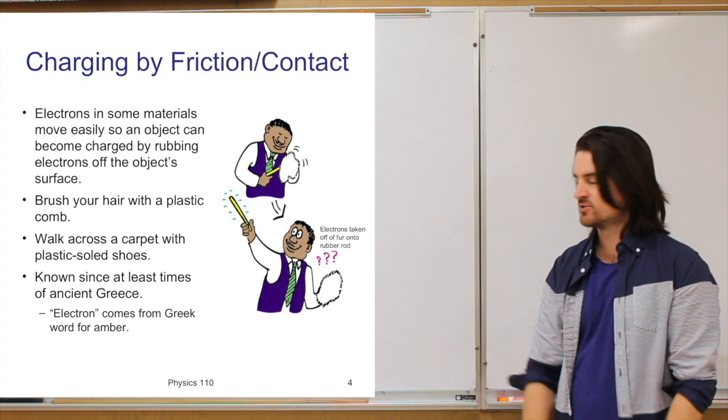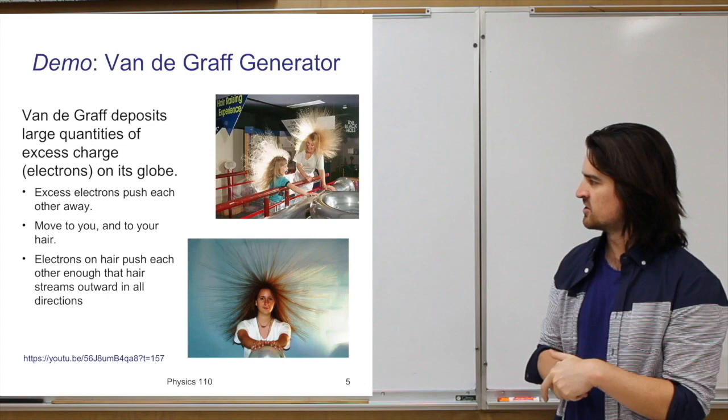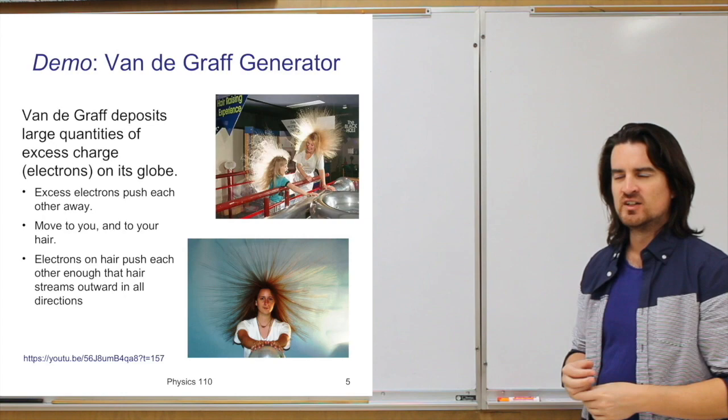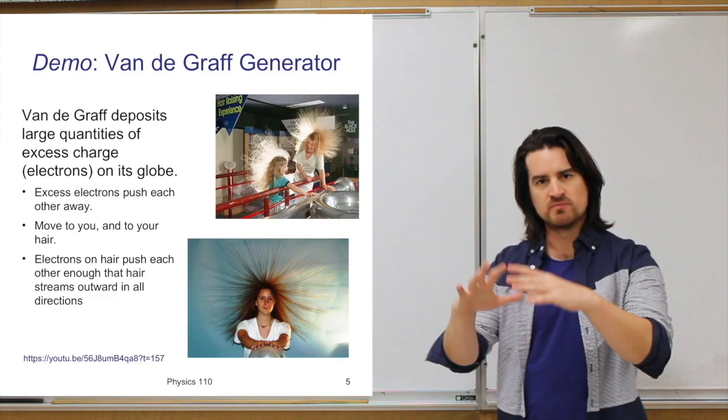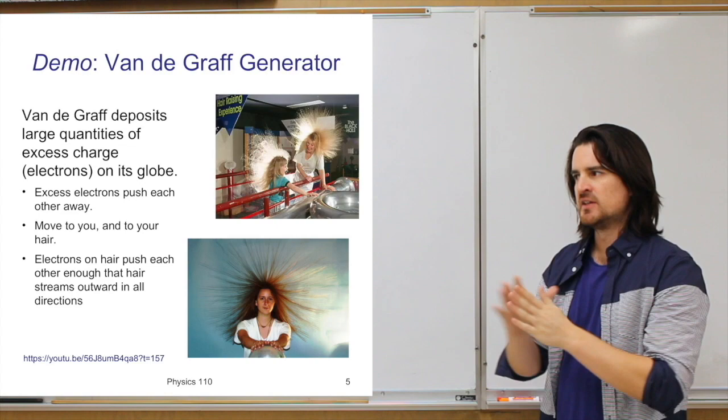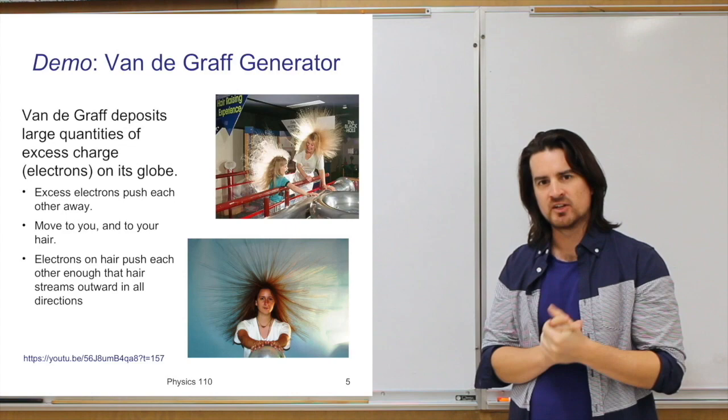Okay, let's see an example of this static charge in action. You've probably seen this sort of demonstration before, where somebody touches a metal ball and their hair starts to stand on end. Well, hopefully now we're going to be able to understand why that happens. Generally, those metal balls that they're touching, or sometimes donut-shaped things, but they're metal, are called Van de Graaff generators, I believe after some person named Van de Graaff.